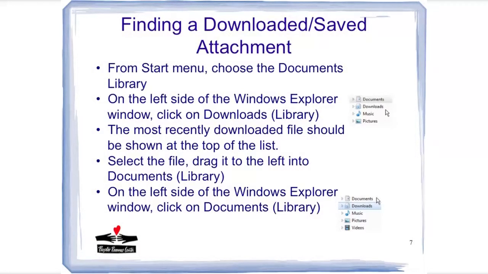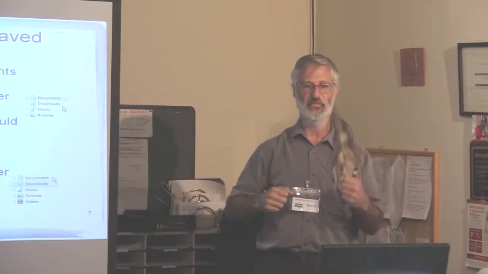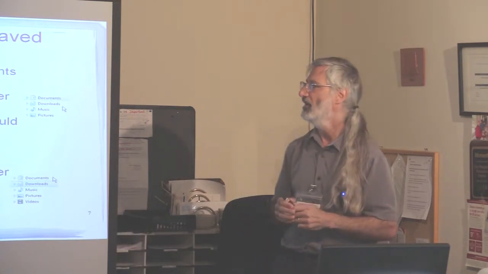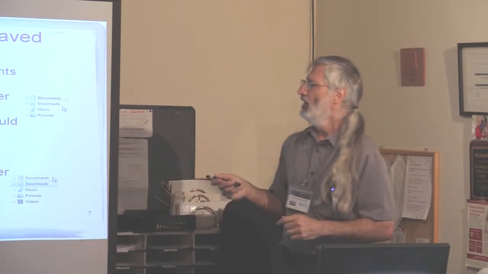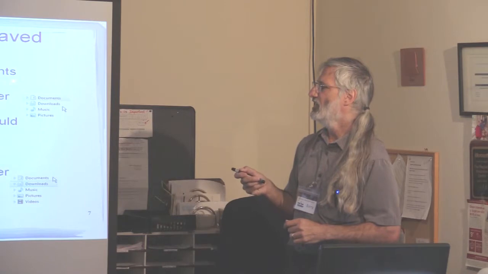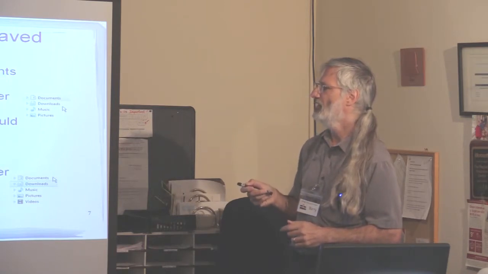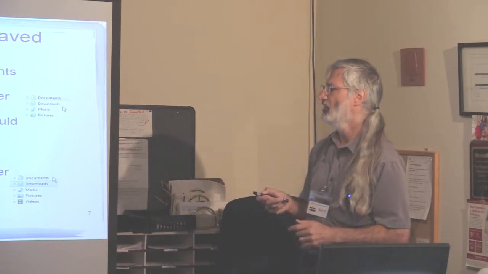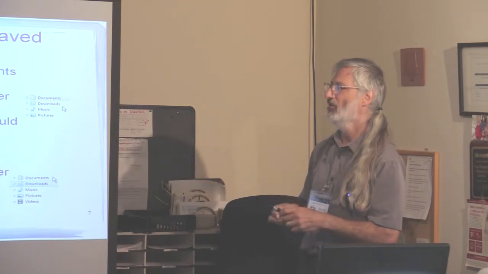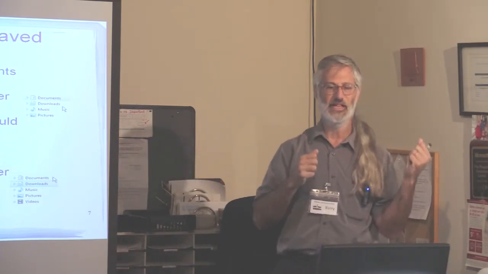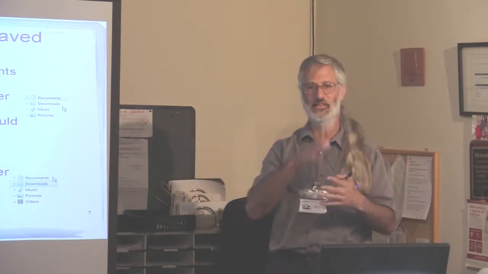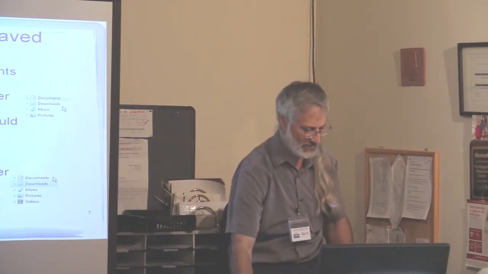This next slide talks about how to find something you've downloaded that was an attachment to an email, which is something that people often have difficulty with. From your Start menu, you can choose a Documents library, and on the left side of the Windows Explorer, there's a Downloads library there. It's not always listed in the libraries. It's not listed in the Start menu itself.